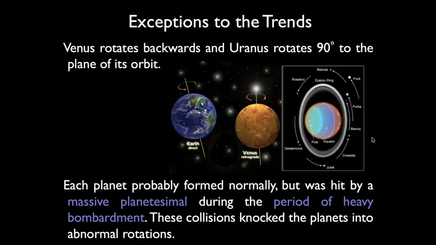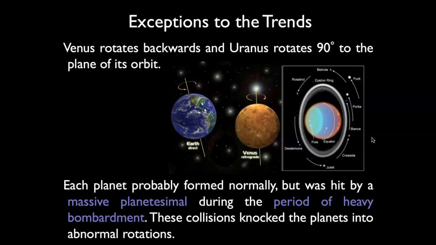It has to happen just so, right? In order for something to collide with Venus and reverse its rotation, or collide with Uranus and knock it on its side, you gotta hit the thing at just the right angle with just the right speed. It's a heck of a coincidence, which kind of explains why it only happened to those two planets and not the rest of the planets.